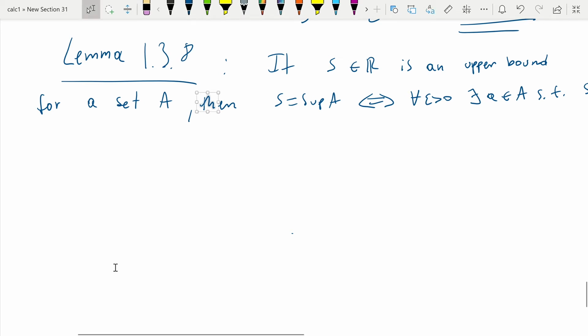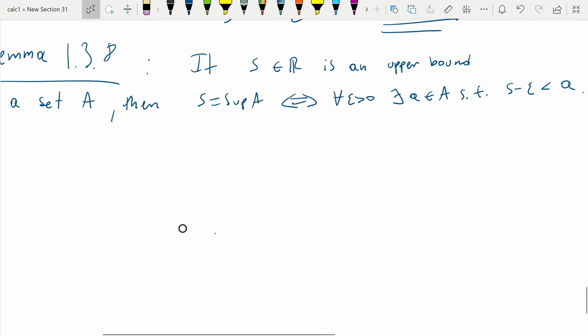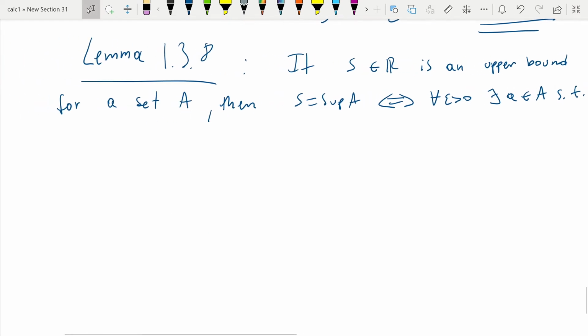Okay, so now I've had the time to check the number of this lemma in the book, which happens to be 1.3.8, and this is what's going to conclude this first lecture, the only lecture that we're going to have this week, because remember that you have an exam.